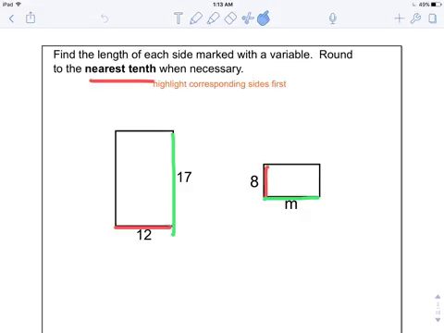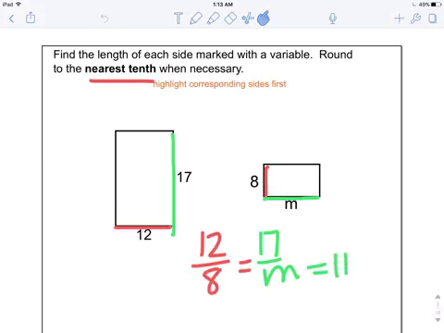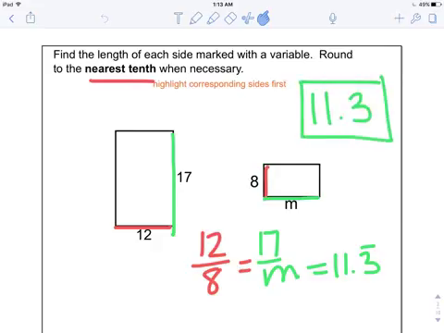I'm going to start with 12 over 8, the red over the red, equals the green over the green, so 17 over M. I'm going to grab my calculator and solve this. 17 times 8 divided by 12, and I get an answer of M equals 11.3 repeating. Since this tells us to round to the nearest tenth, which is what you'll have to be doing on your homework tonight, I'm going to do that right now. I'm just going to write 11.3 without the repeating symbol, because that's to the nearest tenth.